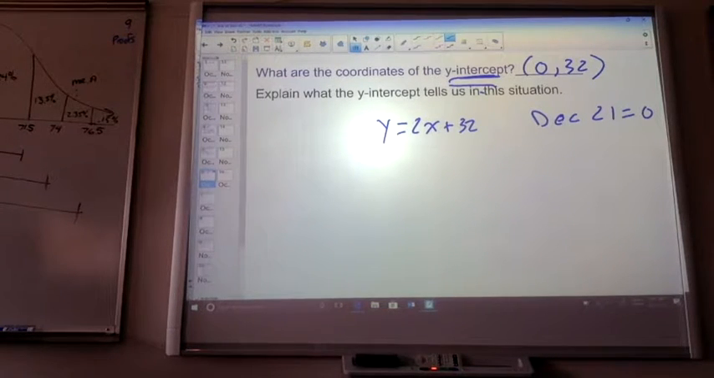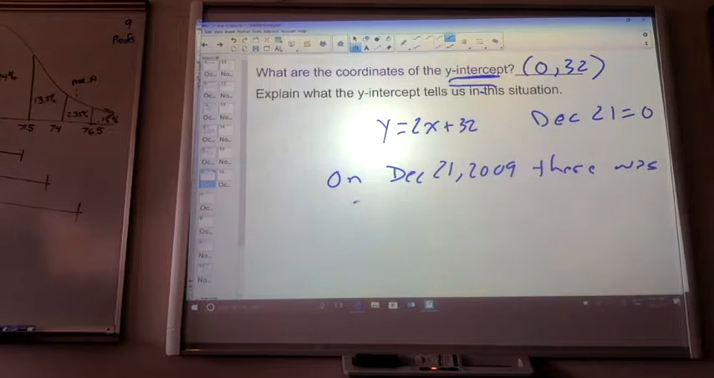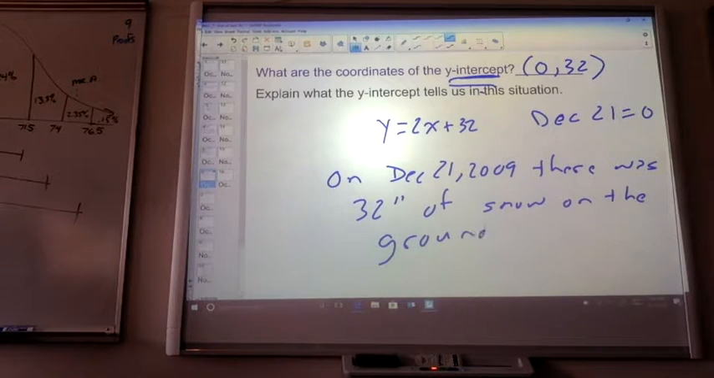Explain what the y-intercept means in the context of this problem. What does the 32 mean? That's a y component. What do we label the y component? Number of inches of snow. So, on December 21st, 2009, there was 32 inches of snow on the ground. But it has to start someplace, right?